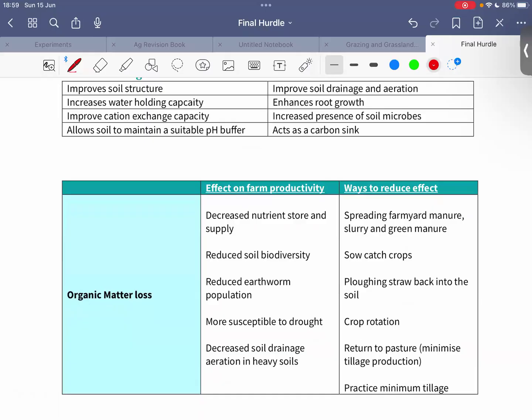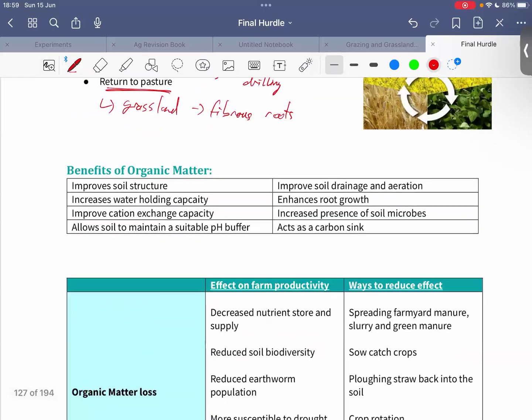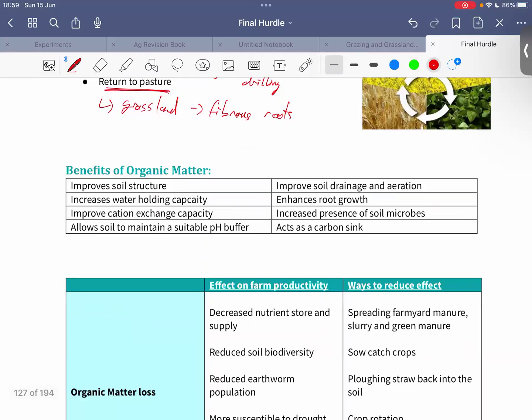What is going to happen if we have organic matter loss, if we don't have organic matter in our soil? Basically, the opposite of all our benefits. So look at our benefits here. Anything good to do with our soil is topping, stubble cleaning.